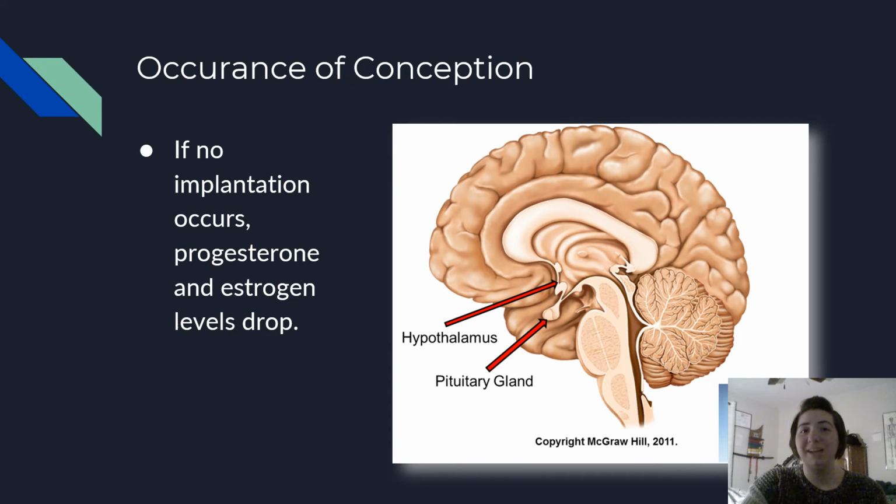If implantation does not occur, progesterone and estrogen levels drop, which triggers the hypothalamus to secrete GnRH, which stimulates the anterior pituitary gland to produce FSH and LH. This starts the process all over, beginning with the menstrual phase.